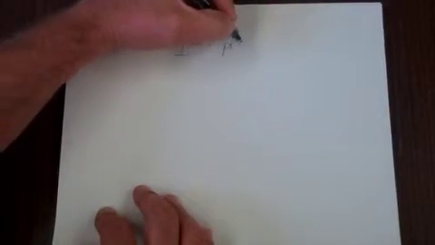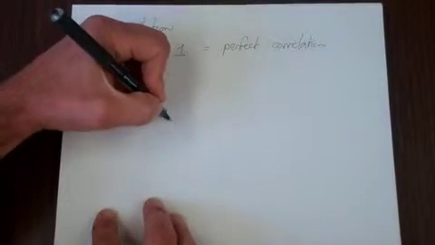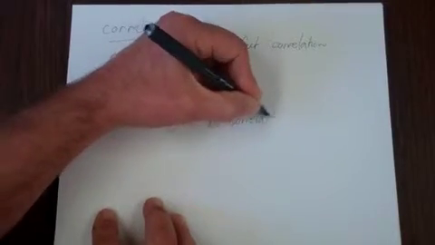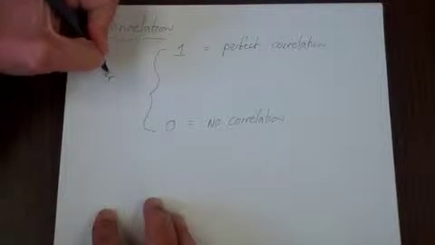So here are the key facts about correlation. Correlation is going to be between -1 and 1. A correlation of 1 means it's a perfect correlation. And a value of 0 means there's no correlation. Any number between 0 and 1 means there's a positive correlation.